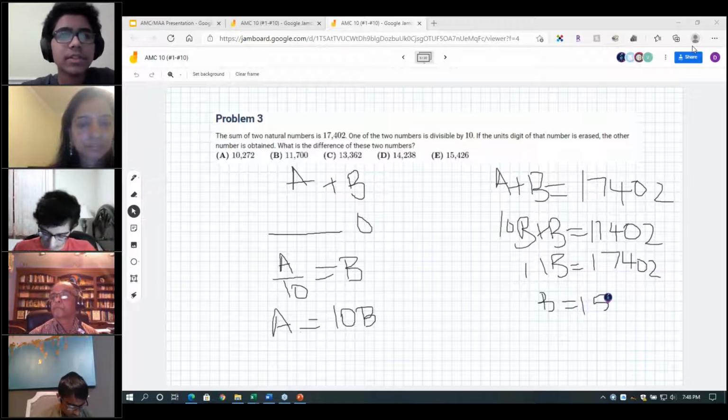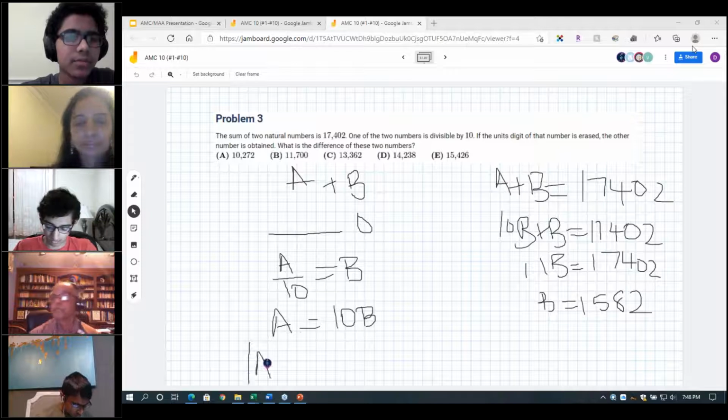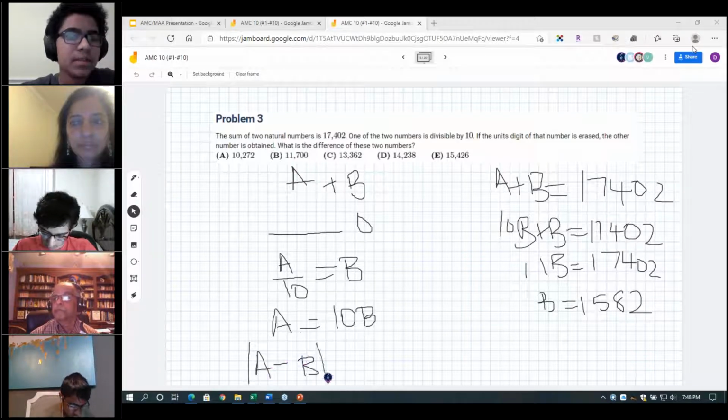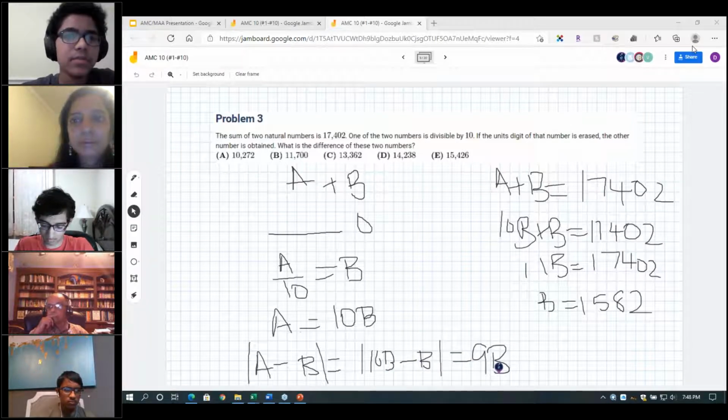We are asked for the difference of these two numbers. That's the same thing as the absolute value of A minus B. A is the same as 10B, so this is the absolute value of 10B minus B, which is just 9B. We can use the value of B here, 1582. So 9 times B comes out to be 14,238. So our answer is D.